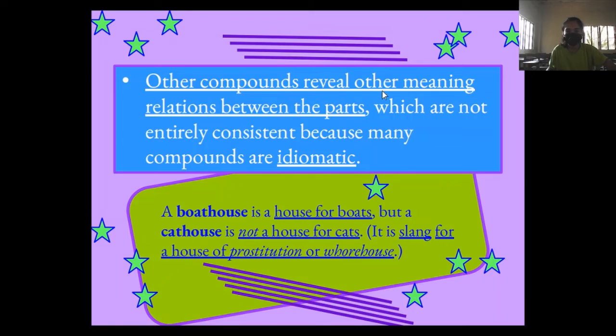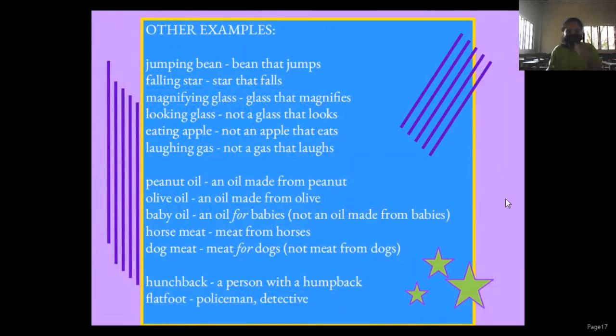Other compounds reveal other meaning relations between the parts, which are not entirely consistent because many compounds are idiomatic. Like this one, a boathouse is a house for boats, but a cat house is not a house for cats. It is slang for a house of prostitution or whorehouse. In Tagalog, I think this is "bahay ng mga puts." Okay, let's continue.